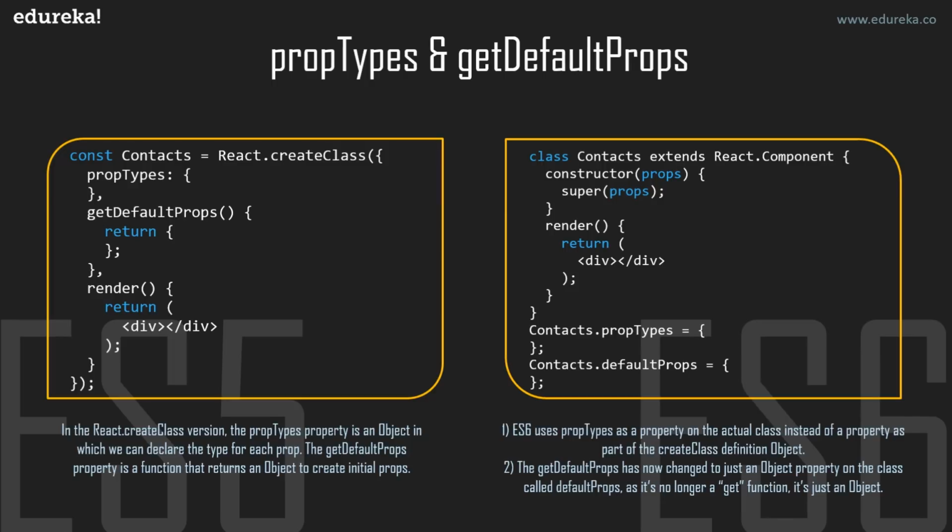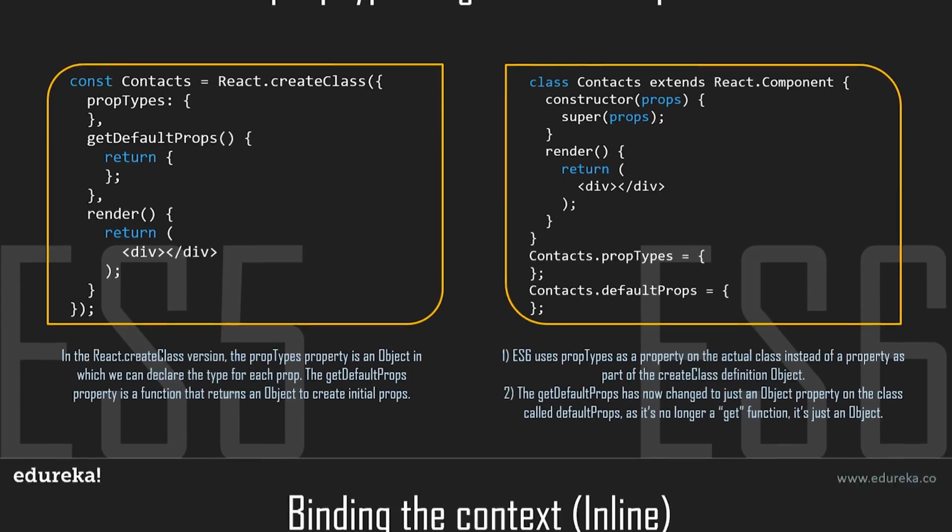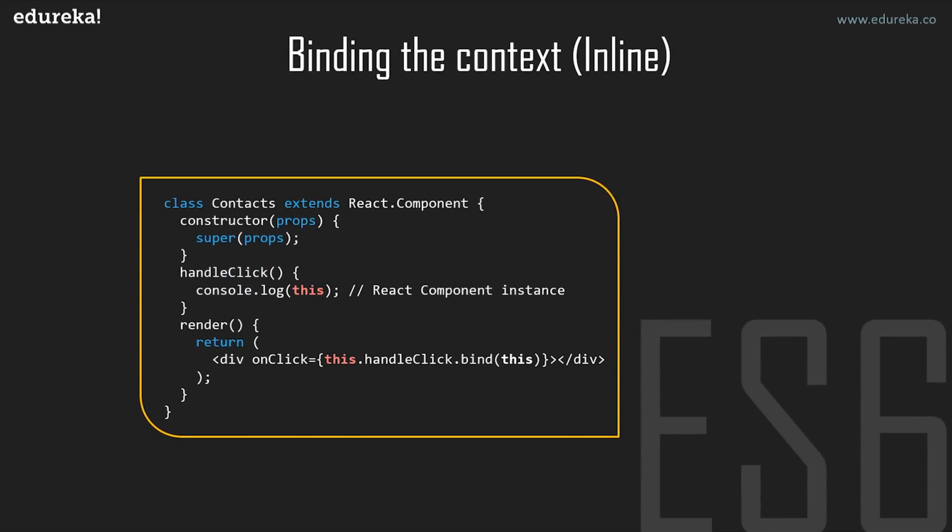So we are using the prop types and default props as a property on the actual class instead of a property as a part of the create class definition, which was there in ES5. Now, how do you bind the context in ES6? So you bind the context of any function or any event inline.